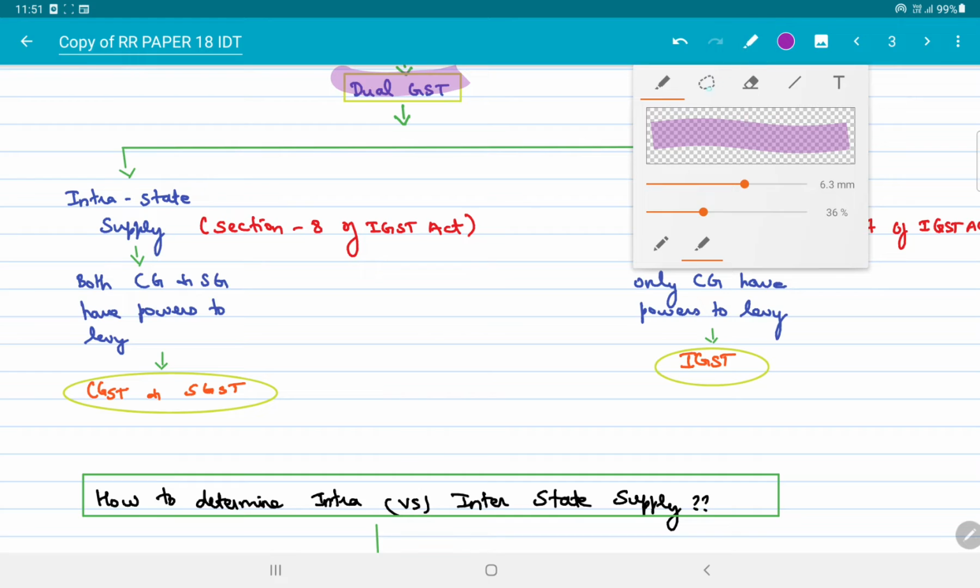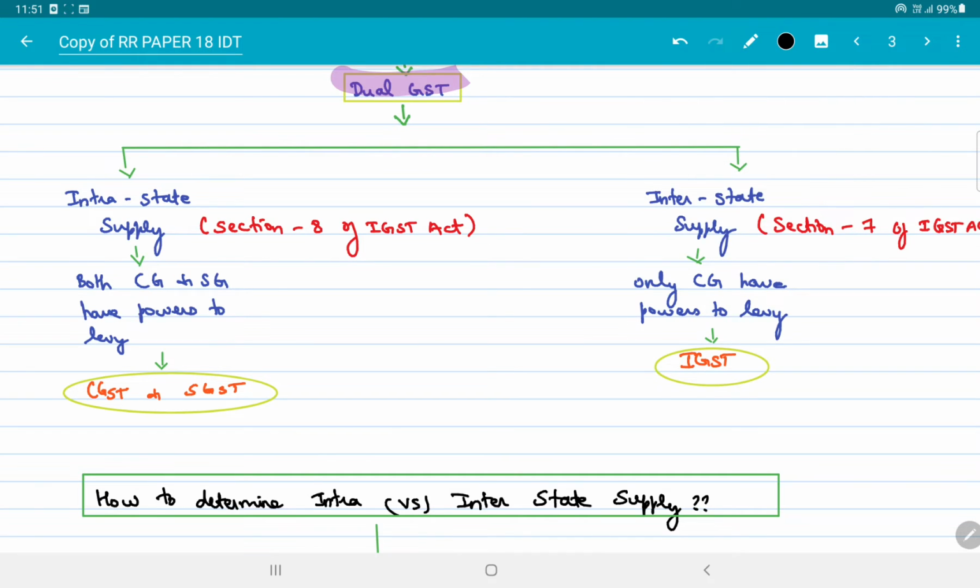When is the power given to the central government, when is it given to the state government, and when is it given to both, and how is it understood? That we will be discussing in today's lecture. Along with that topic, we will also try to cover the maximum of important definitions under GST, which will be very helpful to understand our upcoming classes.